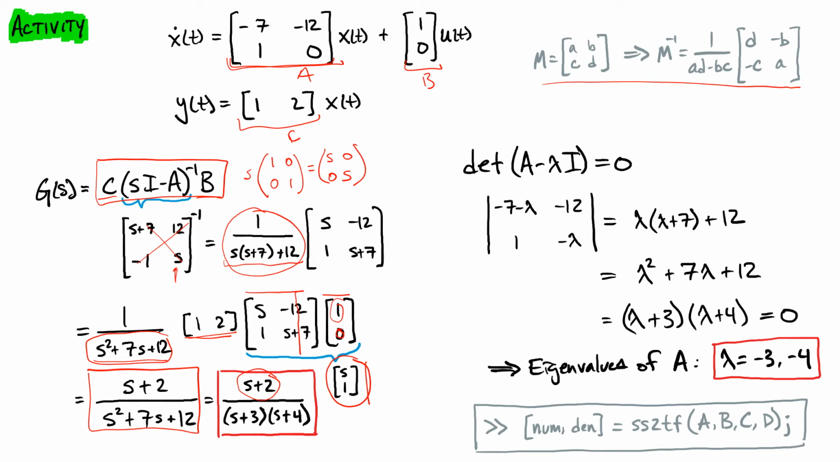I'd like to show you some interesting observations that lead into the material that we'll get into in the next section of the class, which is really understanding the behavior of these systems. We can factor this denominator into two terms because it's a quadratic, and it's going to be (S plus 3) and (S plus 4). And so that means that the roots of the denominator are S equals minus 3 and S equals minus 4.